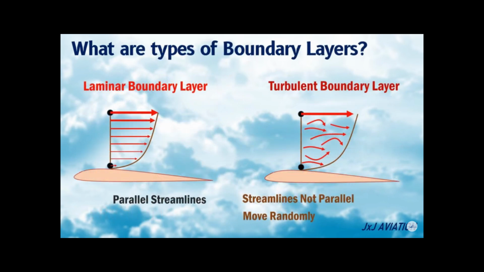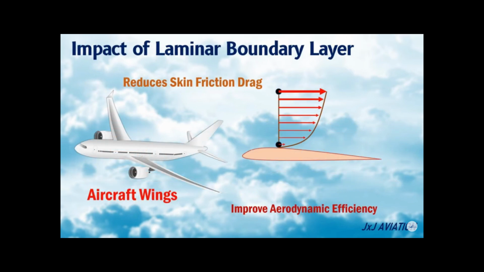There are two types of boundary layers, laminar boundary layer and turbulent boundary layer. A laminar boundary layer is one in which all the streamlines in the boundary layer move parallel to each other. A turbulent boundary layer is one in which the streamlines are not parallel and the particles tend to move randomly within this layer. A laminar boundary layer reduces the skin friction drag. The wings of an aircraft try to maintain a laminar boundary layer to improve the aerodynamic efficiency of the wing.